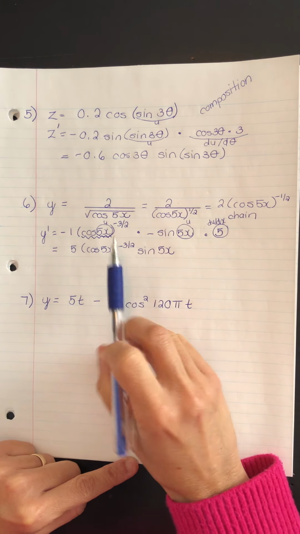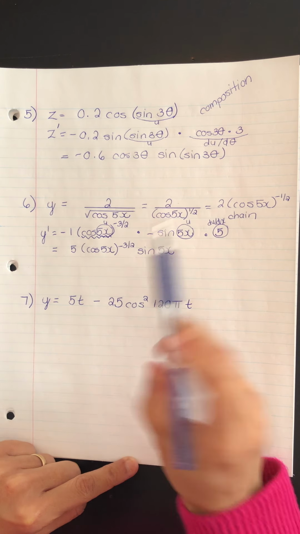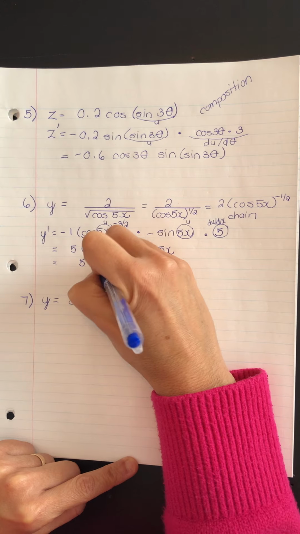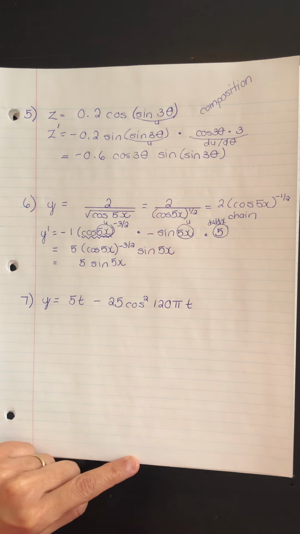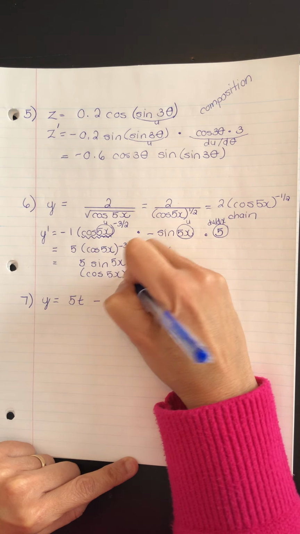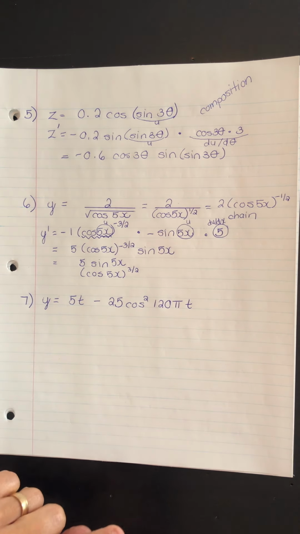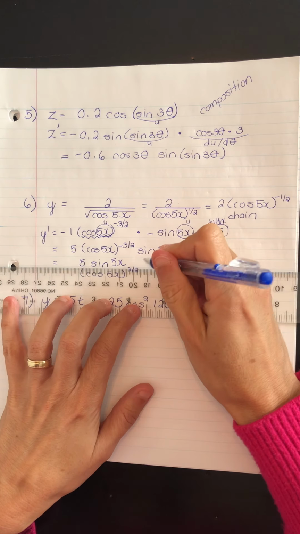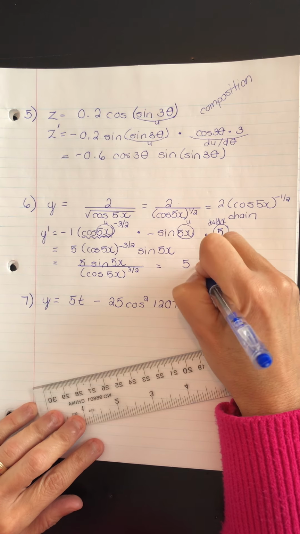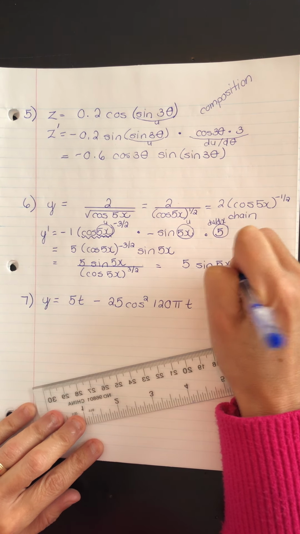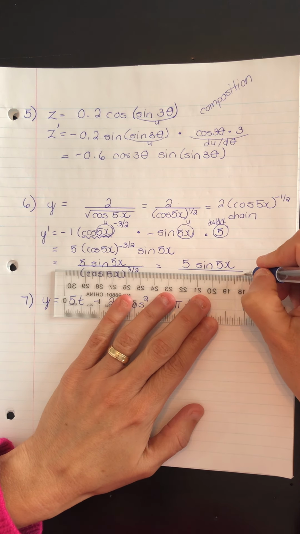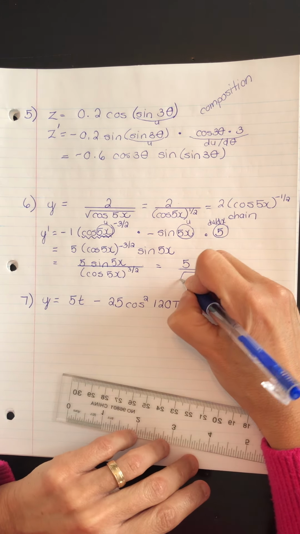We should bring this to the denominator where the exponent can be positive. So in the numerator, we'll have 5 sine 5x, and underneath it, we'll have cos 5x to the positive 3/2, like that. And we might as well go back to radical form, since that's the form the question started with.